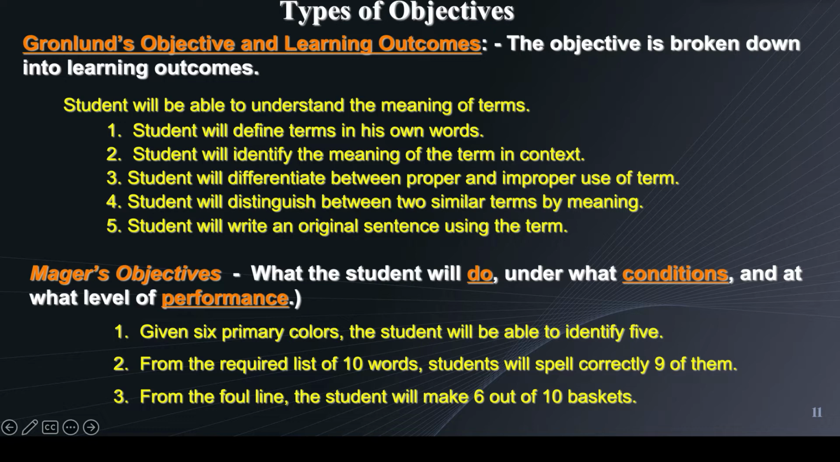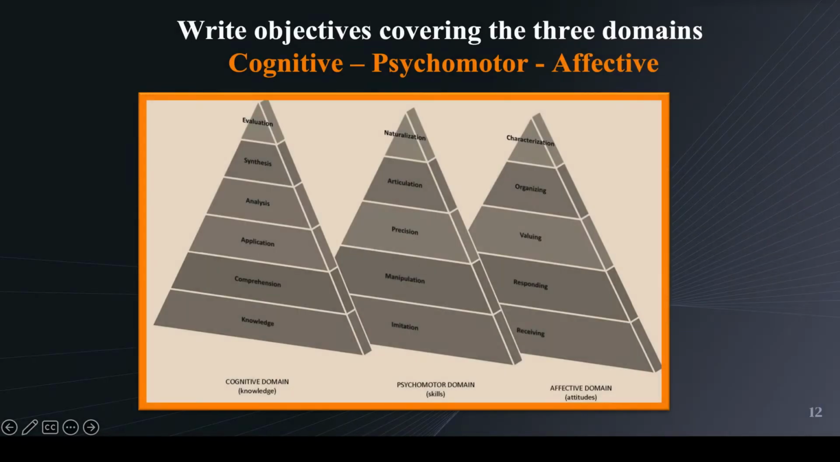For example, in an elementary setting, given 6 primary colors, the students will be able to identify 5. So you've set what they're going to do, under what conditions, given 6 primary colors, and at what level of performance. They're going to be able to identify 5 out of 6. And so Mager's objectives are more for elementary typically than for secondary.